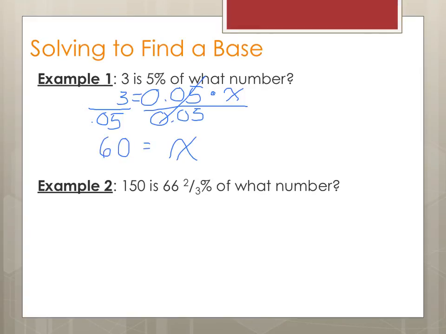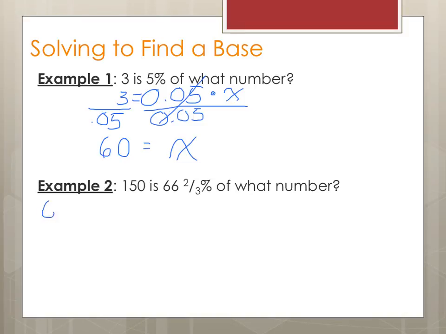No need to convert here because I was solving for a number, not a percent. We only need to convert when we're solving for percents. Alright, example 2 is a little trickier. 150 is 66 and 2/3% of what number? Now, if it asked me for a rounded answer, I could express 66 and 2/3% as a rounded decimal, maybe 66.67, but it doesn't ask for an estimated or a rounded answer. So I'm going to take this a step further and show you how to solve for the exact answer.